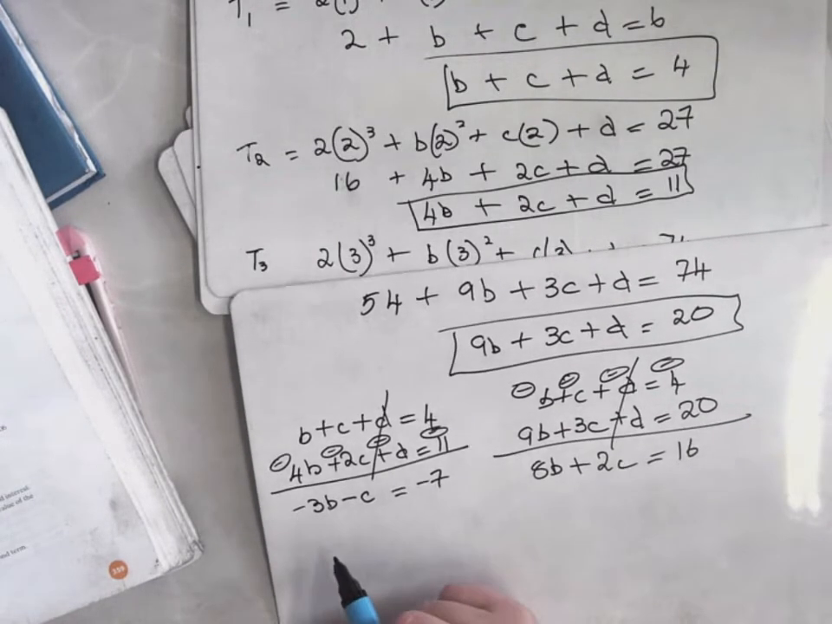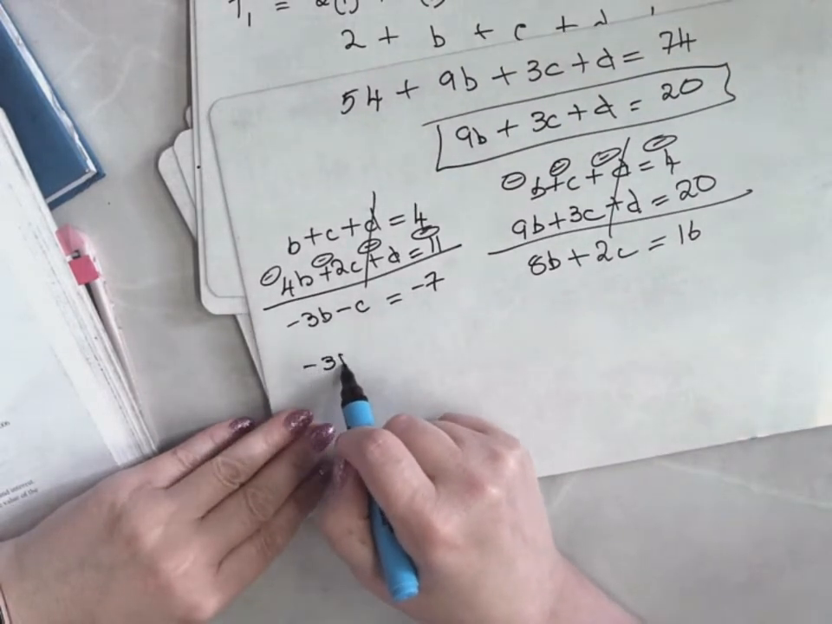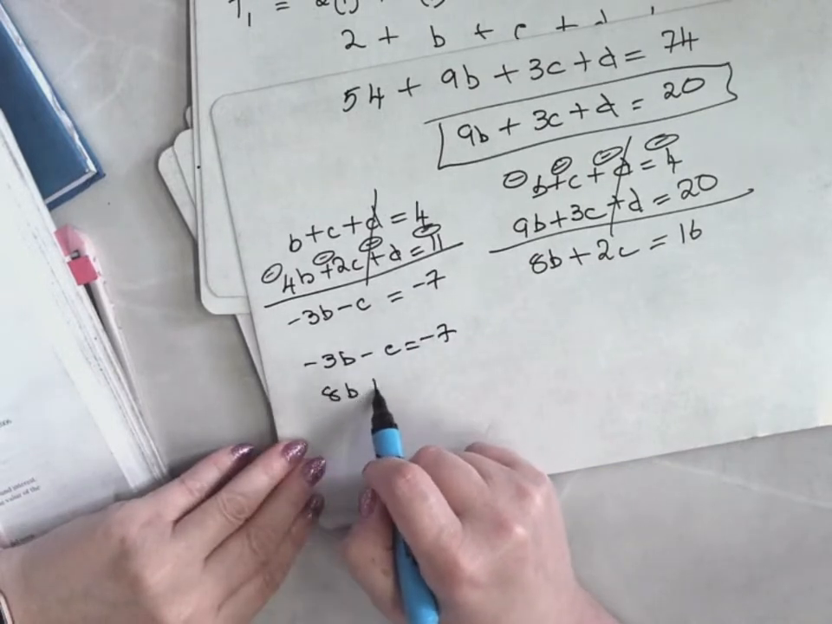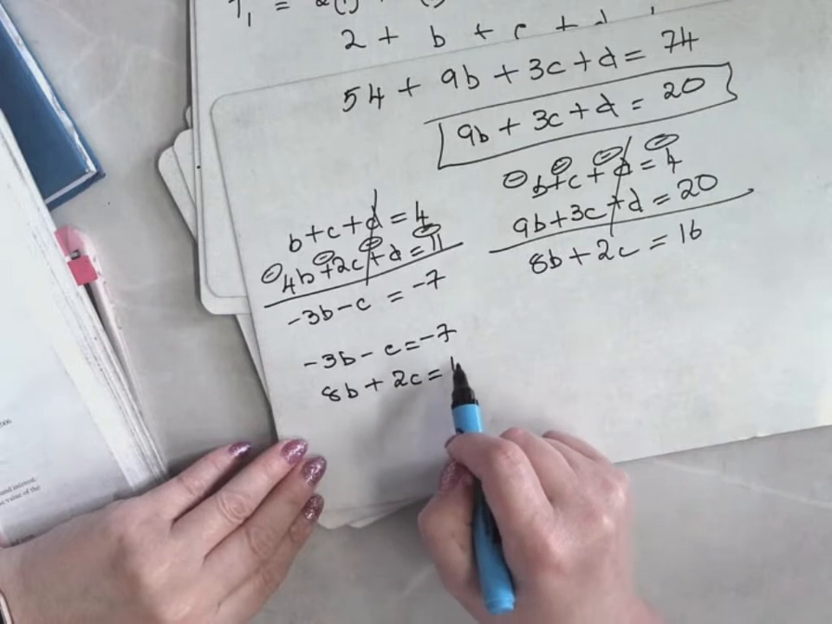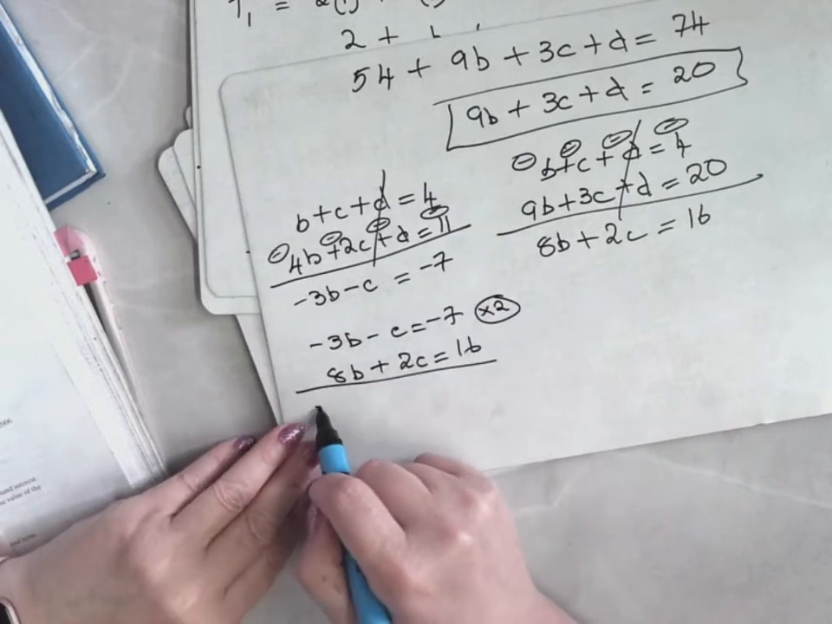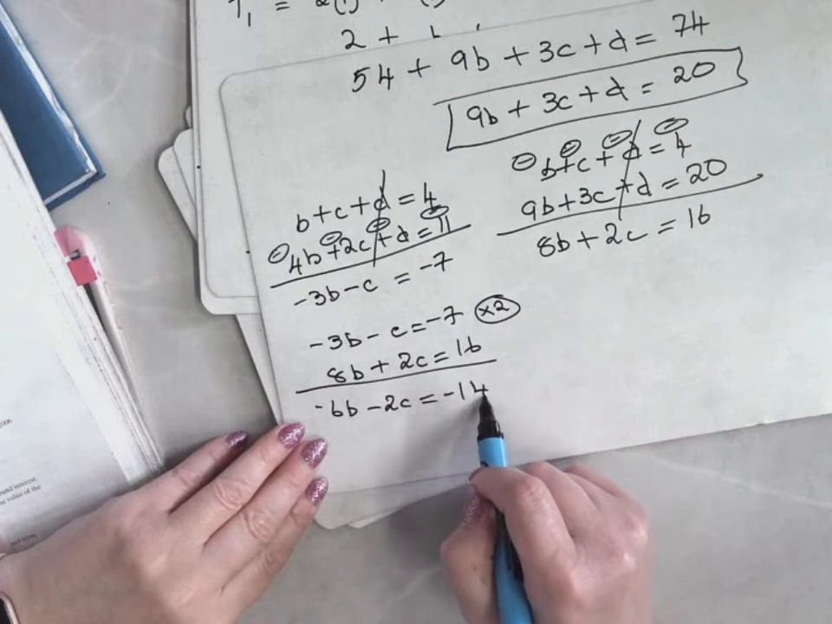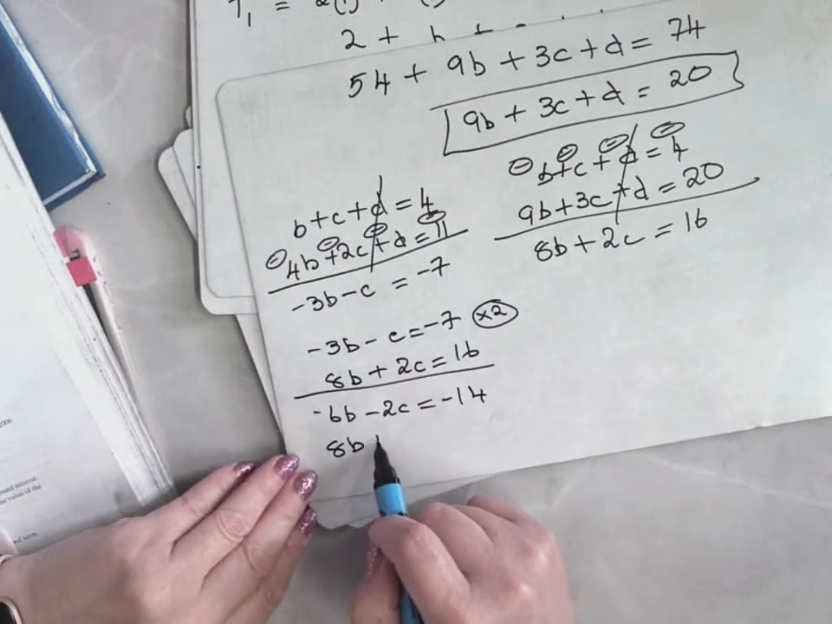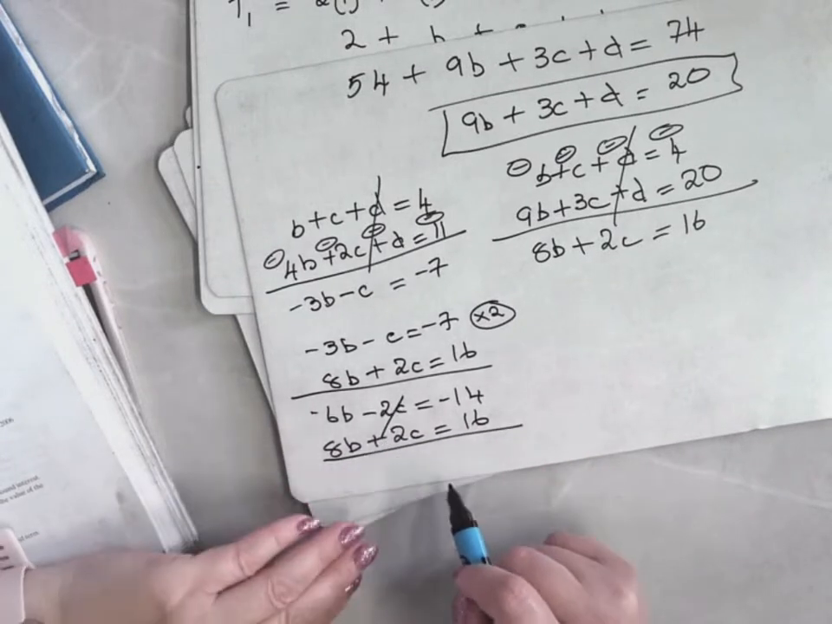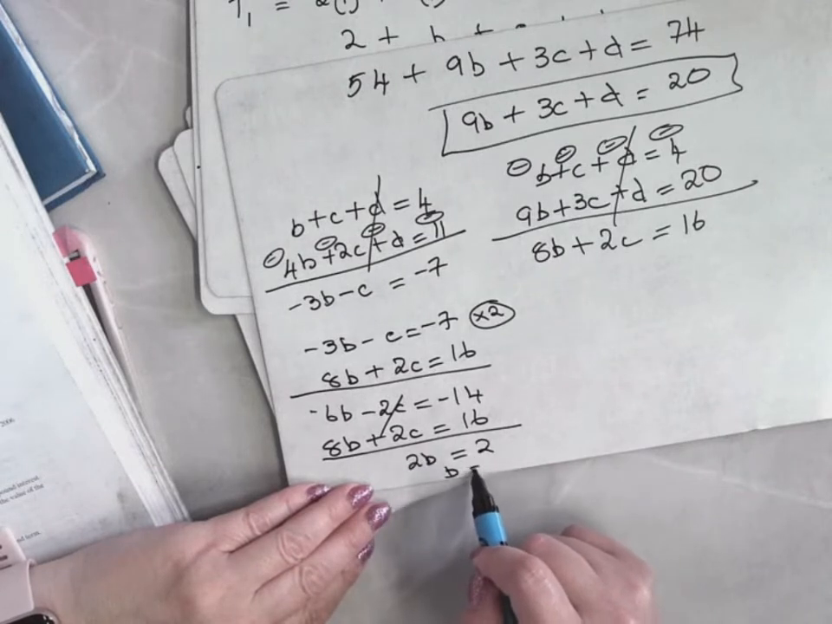Okay, so I have, again, can I go up again? Minus 3B minus C equals minus 7, and the bottom line 8B plus 2C equals 16. To cancel the C's, I'm going to multiply the top line by 2. So I have minus 6B minus 2C equals minus 14. And then I have 8B plus 2C equals 16. So C's cancel. I'll get 2B equals 2. So B equals 1. Is that okay?